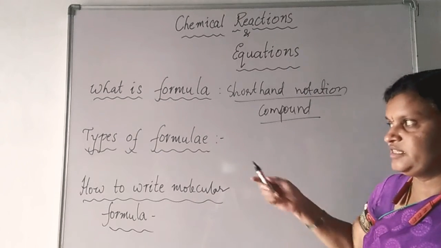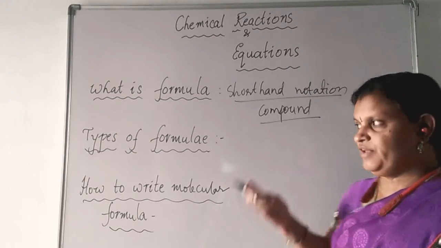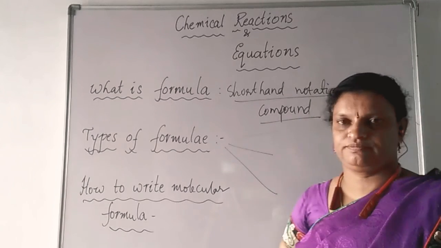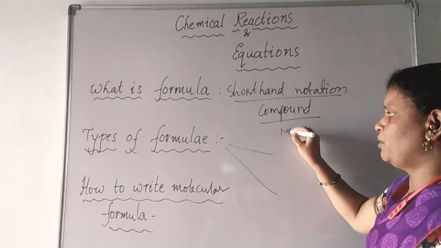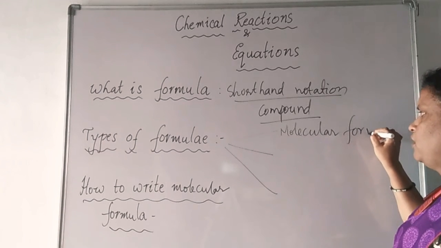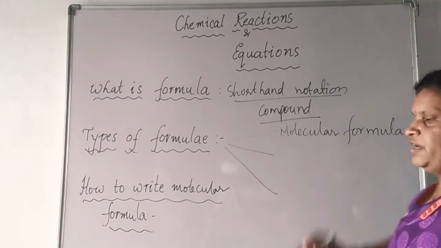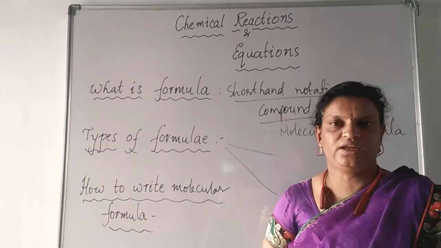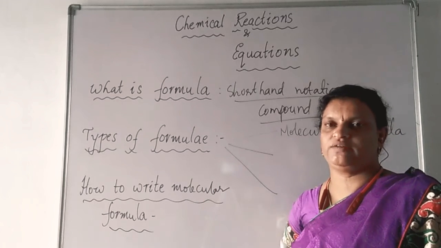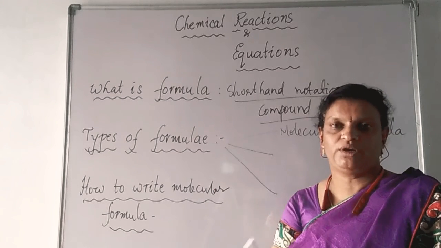Here, if you see, mainly we have three types of formulas. The first one is the molecular formula. Most of us know this already. If you have an ionic compound, we write the formula of that and show it in the form of formula units.